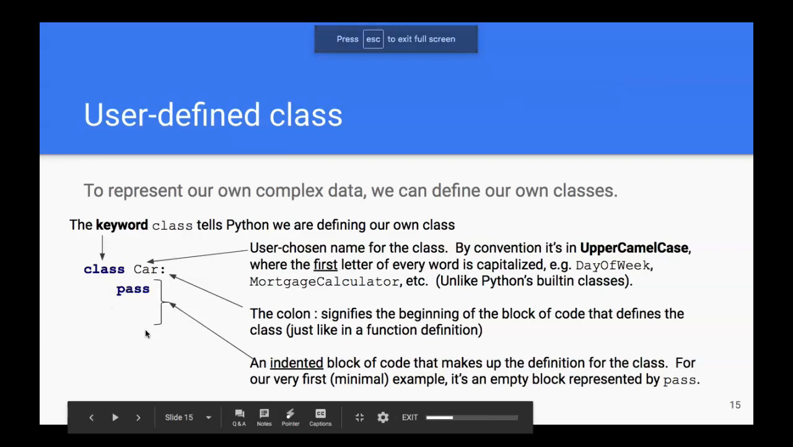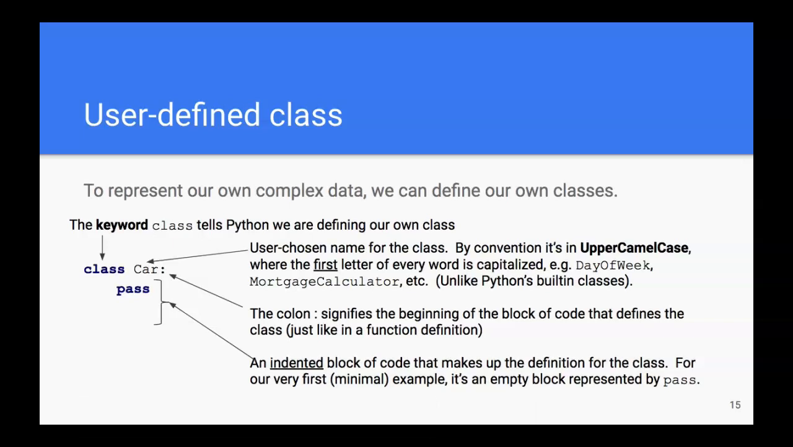Indented block of code that will define our class. We're not going to put anything there for this particular example. And as you remember, if you want to have nothing in Python, you can just say pass. So this is actually legal. This is probably the smallest class you can make in Python.